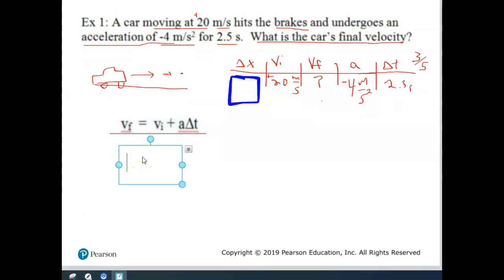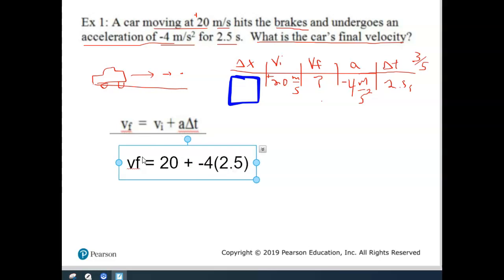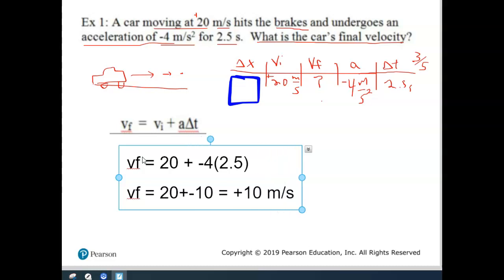So I'm just going to write out the variables in the spot. So vf is what I'm looking for. vi was 20. The acceleration is -4. And then I'm going to multiply that by 2.5. So if I keep solving, vf is what I'm solving for, so I don't have to do much algebra here. I just have to plug in on the right side and solve. So it'd be 20, and then -4 times 2.5 is -10. Which is going to give me +10 meters per second for my final answer or solution to this problem. So kind of looking at this and making sure it makes sense.